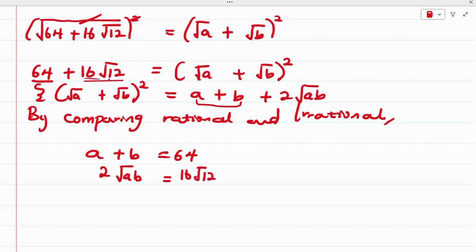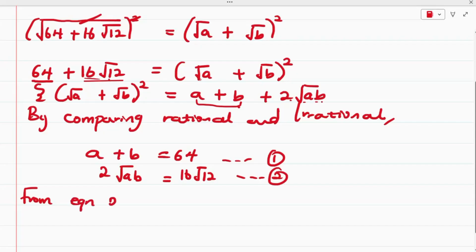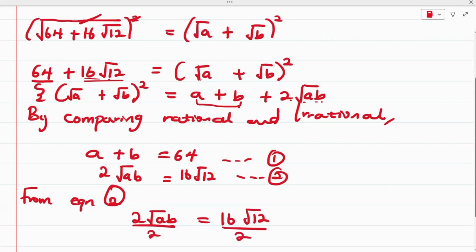Now from here, a plus b is rational, while 2 into the root of AB is the irrational part. So we want to simply equate both of them. We are going to call this equation 1 and this equation 2. So from equation 2, we have 2 into the root of AB is equal to 16 into the root of 12. So divide both sides by 2 to isolate the root of AB.